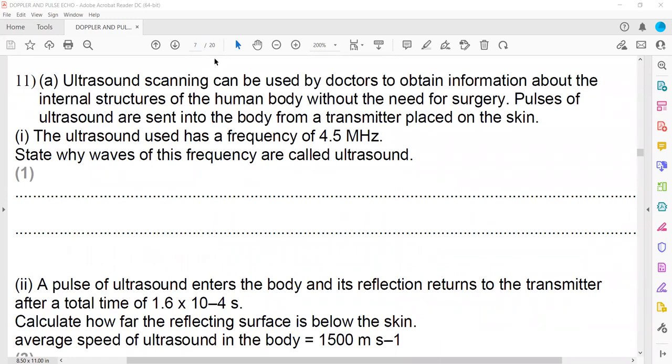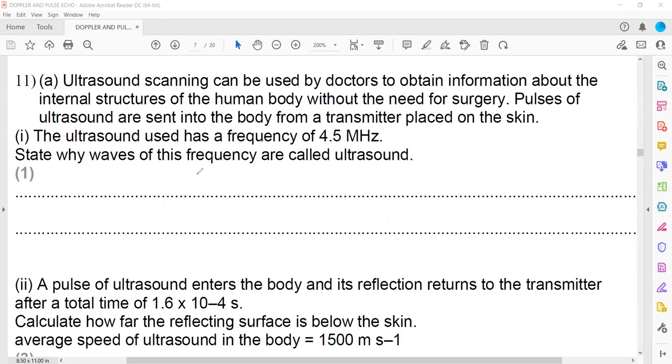In question 11, ultrasound scanning can be used by doctors to obtain information about the internal structures of a human body without the need of surgery. The pulses of ultrasound are sent into the body from a transmitter placed on the skin. The ultrasound uses a frequency of 4.5 megahertz. State why waves of this frequency are called ultrasound. So why do we call this ultrasound?